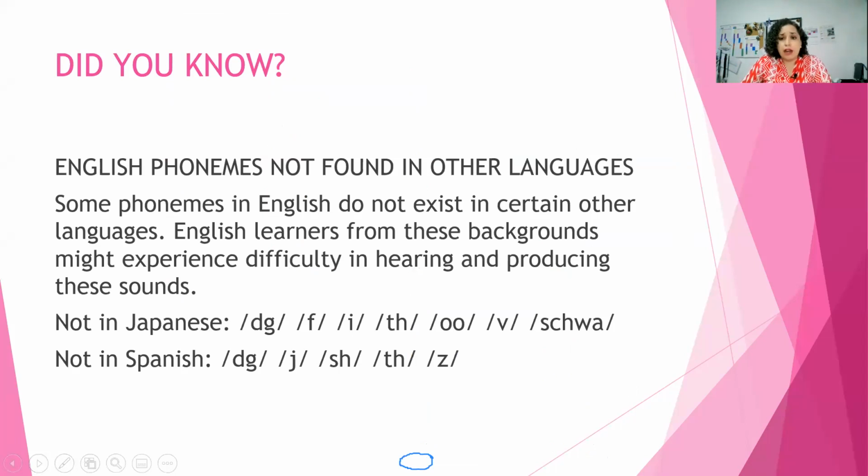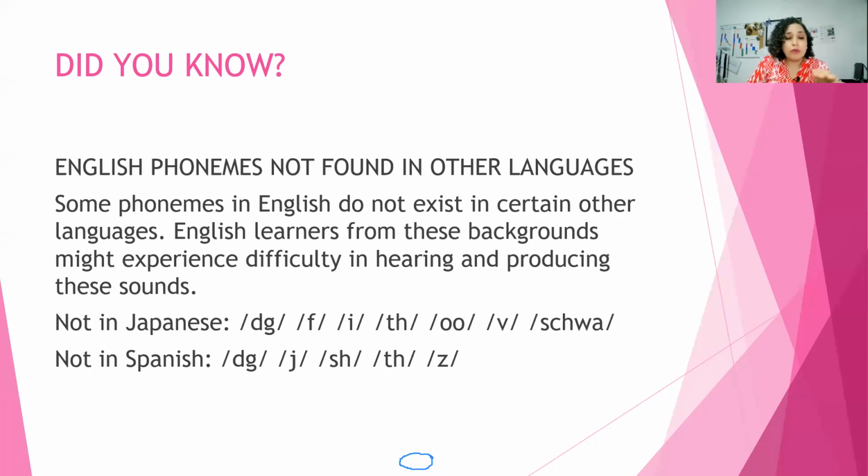So, English phonemes are not found in other languages. This is only for the English language. And yes, like I was telling you, I was comparing some of the sounds with Spanish, but the difference with phonemes is that we identify them in this way. Some phonemes in English do not exist in certain other languages. English learners from these backgrounds might experience difficulty in hearing and producing these sounds. In Spanish, I was comparing something like SH, like shh, to the CH for us, but it's different.